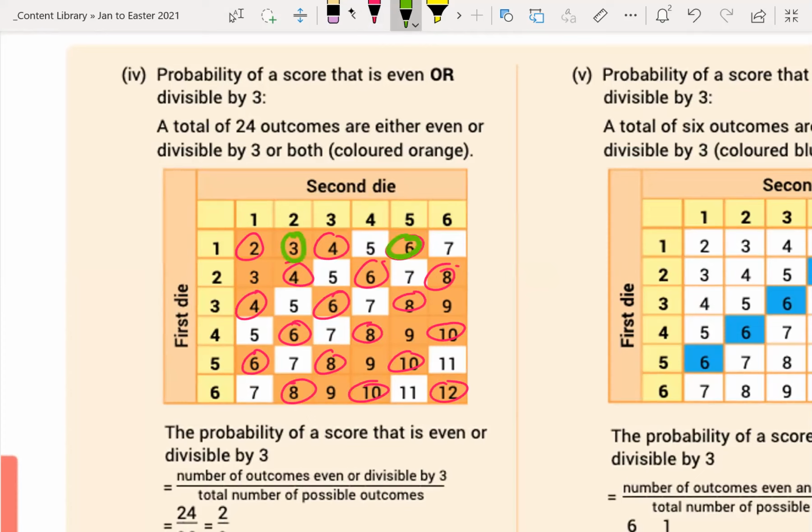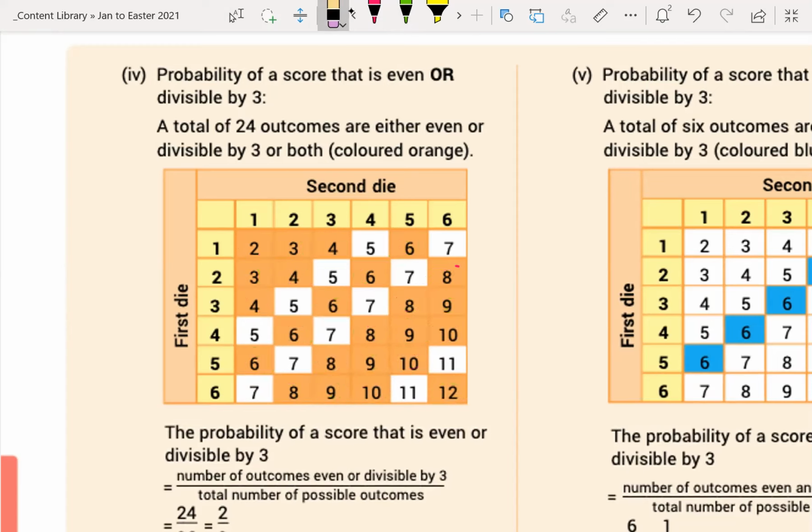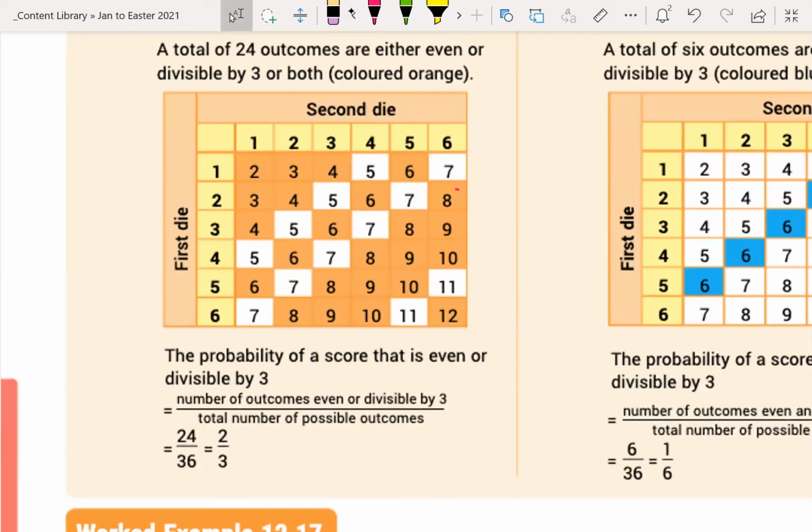3, obviously. 6, so we've already highlighted that one. 3 here. 6, 6, 9, 6 again, 9, 6, 9, 9, and 12, of course. Okay, so any box there that has a pink or a green, you add them all up. Or the way they've done it there, they've done it better than me with the orange boxes. All divisible by 3 or an even number. So count up all of them, and there seems to be 24 out of the 36, or 2 over 3.